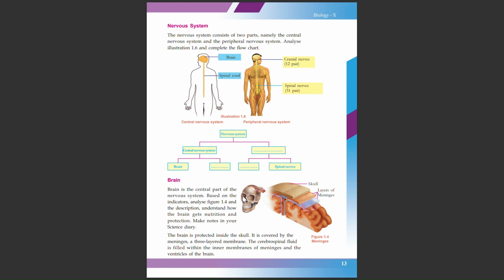The brain is the central part of the nervous system. Based on the indicators, analyze the figure. In this figure, they're telling the brain has the skull and layers of meninges. Meninges is nothing but the covering of the brain. Meninges are three layers actually: pia matter, arachnoid matter and dura matter. Do you have that? I don't think so. You have that. Okay. If you don't have it, don't study. Just see.